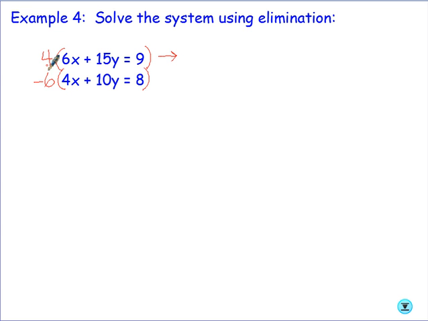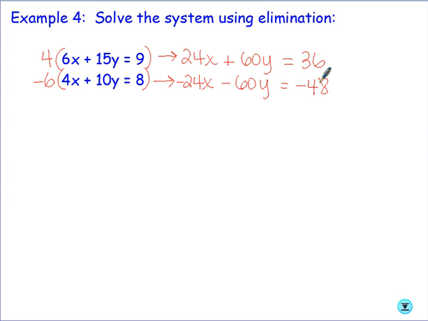Let's do some multiplying. 4 times 6x is 24x. 4 times positive 15y is positive 60y. And 4 times 9 is positive 36. Let's look at the bottom. Negative 6 times 4x is negative 24x. Negative 6 times positive 10y is negative 60y. And negative 6 times 8 is negative 48.